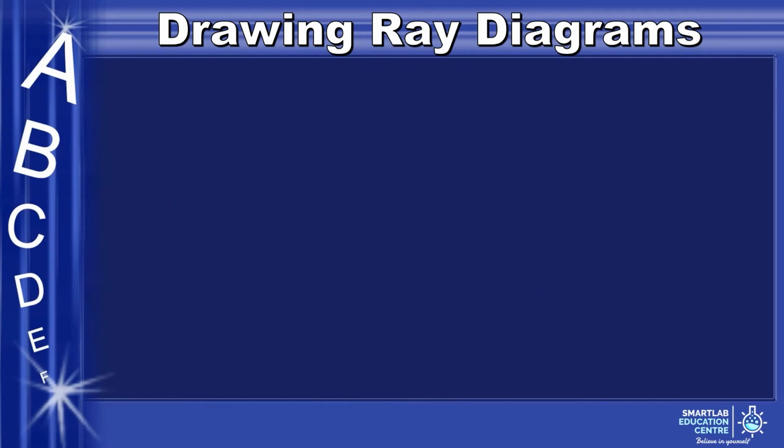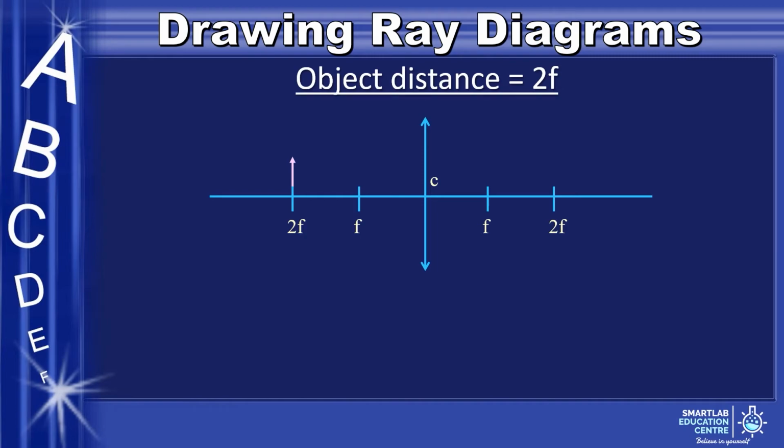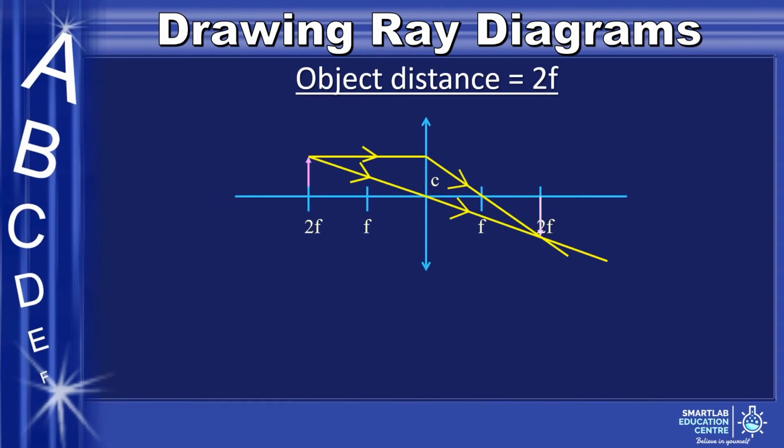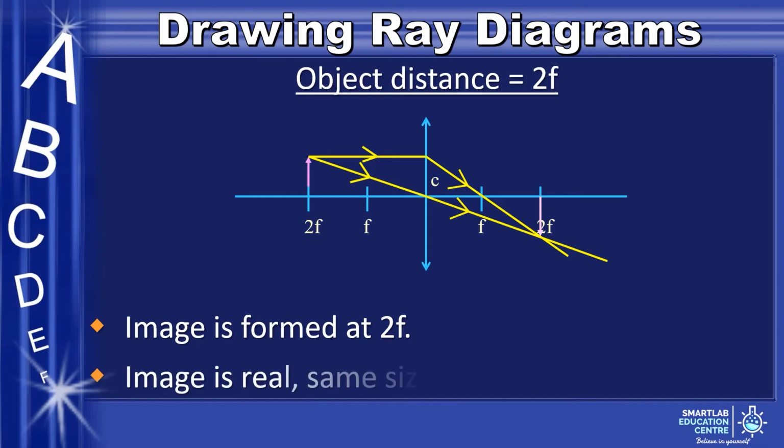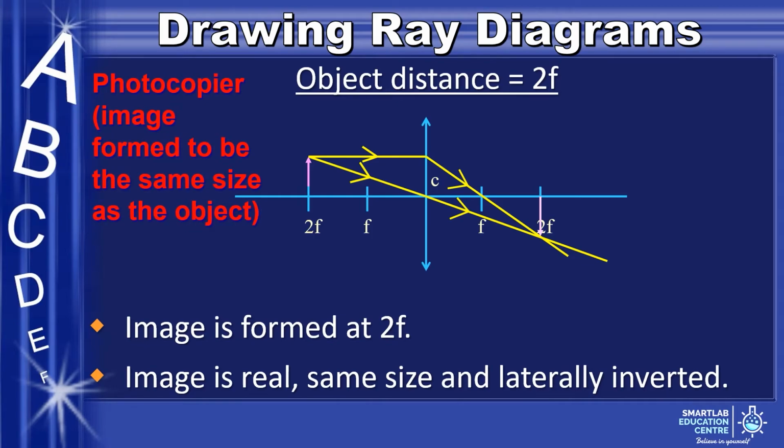Now, let us continue to draw more diagrams. Here, the object is exactly 2 focal lengths away from the optical center. What will the ray diagram look like? Pause here and try to draw it out. We will end up with this diagram. The image is located at 2F. It is real and laterally inverted, but has the same size as the object. One such example of this ray diagram is a photocopier, where the size of the image is the same as that of the object.